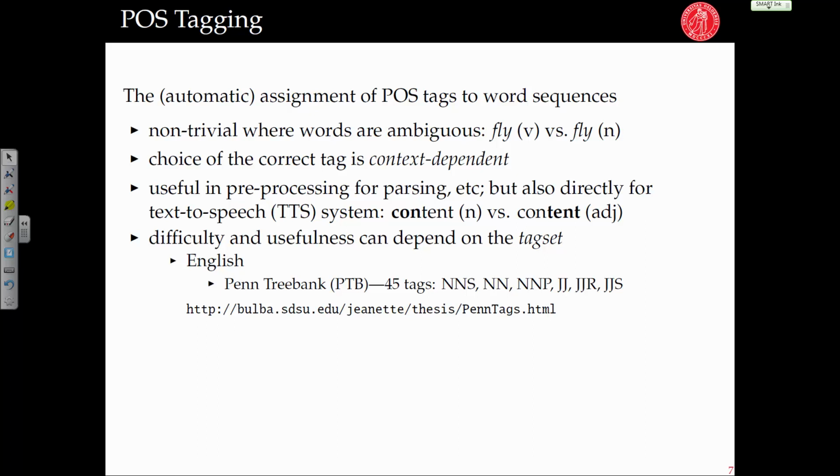And the creators of this resource, of this treebank, decided that they were going to need 45 types of part of speech tags. And these types include nouns, but these nouns make a distinction, for example. NNS is a noun in the plural form. NN is a common noun in the singular form. And NNP is a proper noun. JJ is an adjective. JJR is an adjective in the comparative form. JJS is an adjective in the superlative form. So you can see the full tag set on this link here.